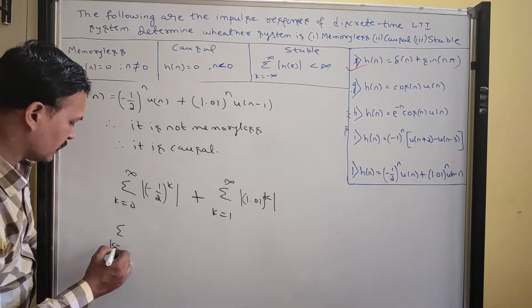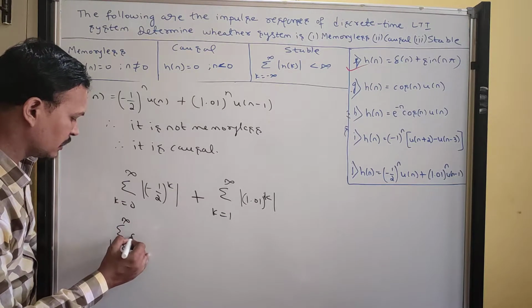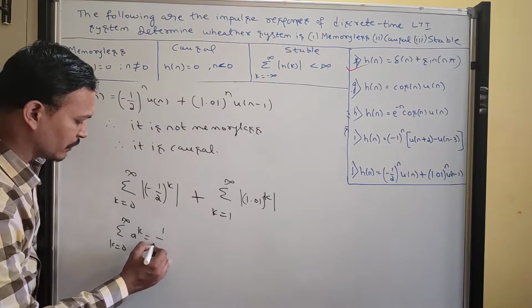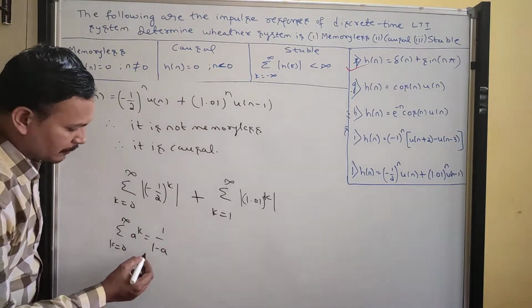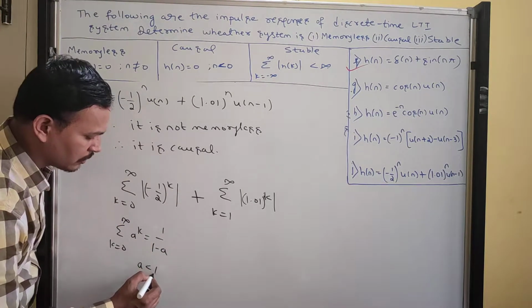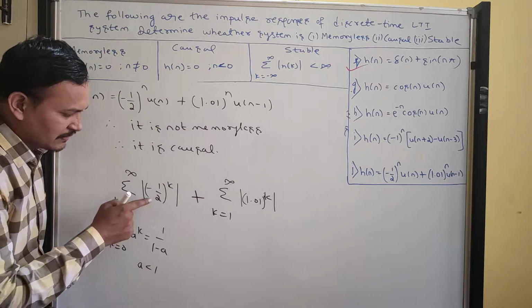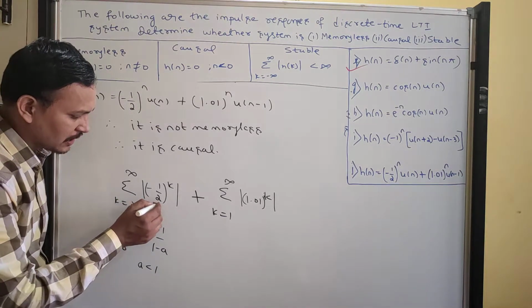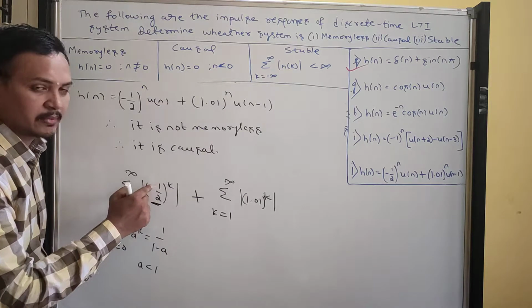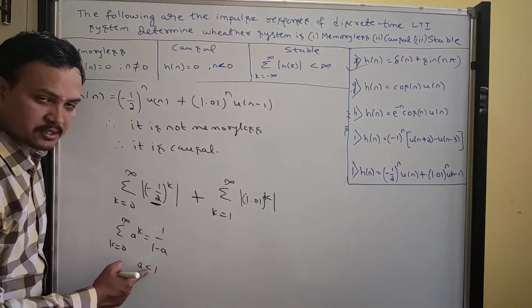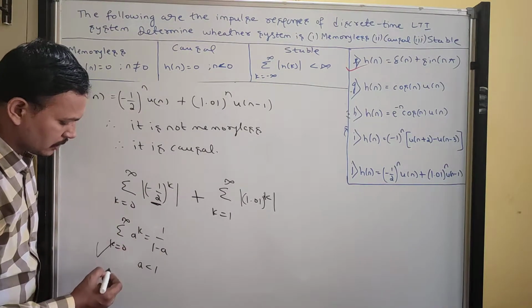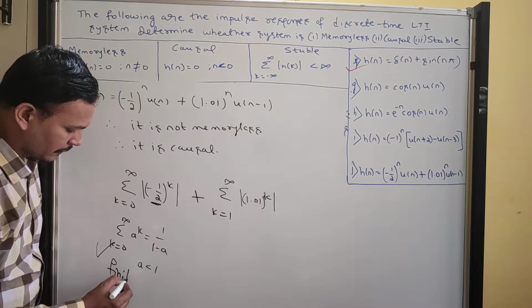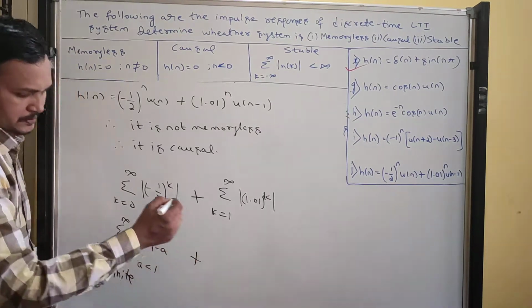I given a formula, summation k equals 0 to infinity a to the power of k is equal to 1 by 1 minus a. You can apply this formula only if a value less than 1. What is our a value? This is a value. A value is minus 0.5. A value is less than 1. Yes, you can apply. You will get finite answer.